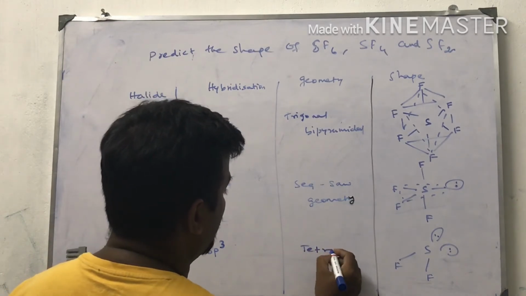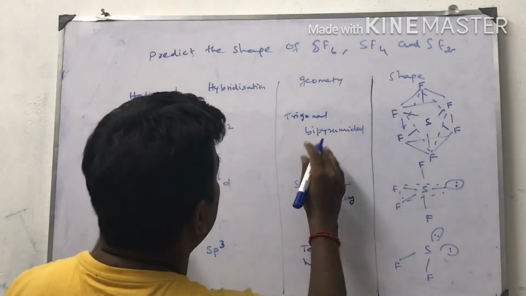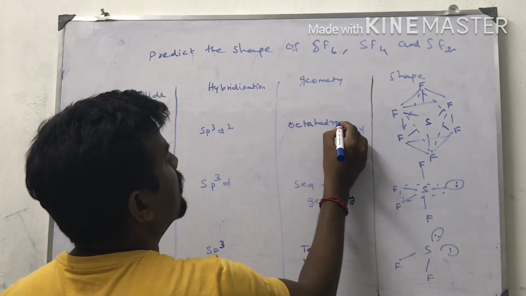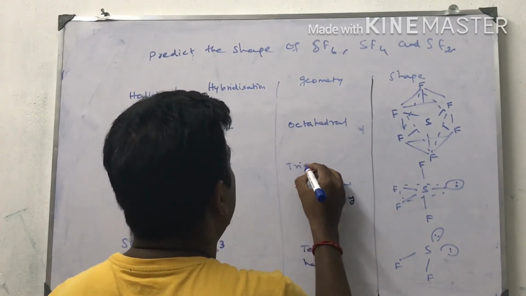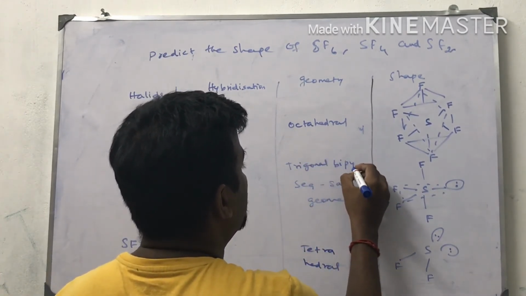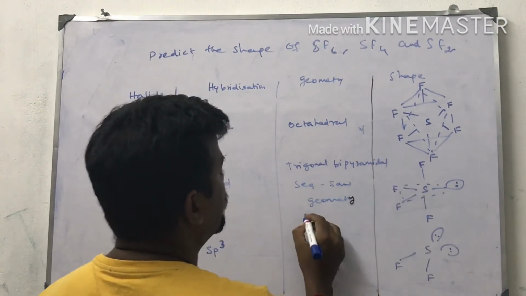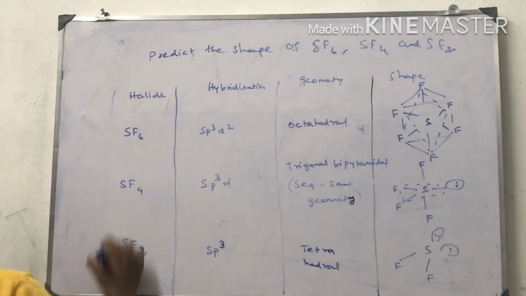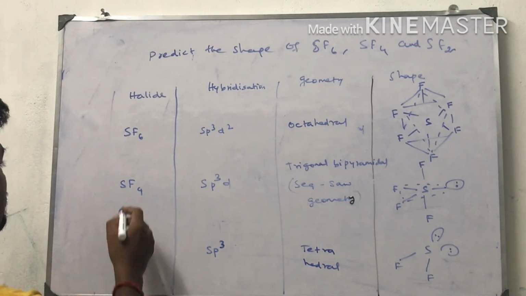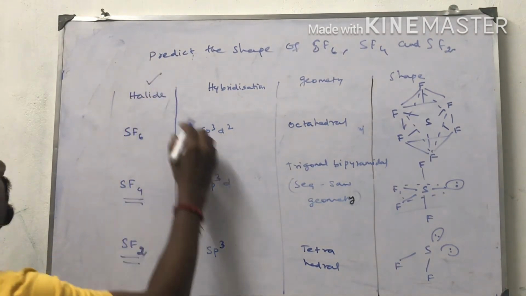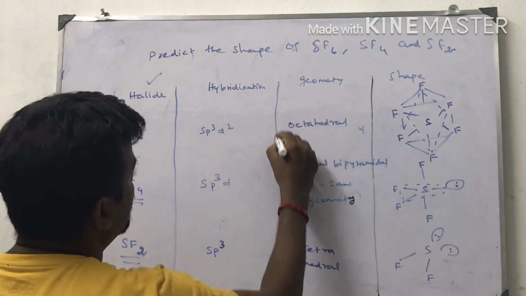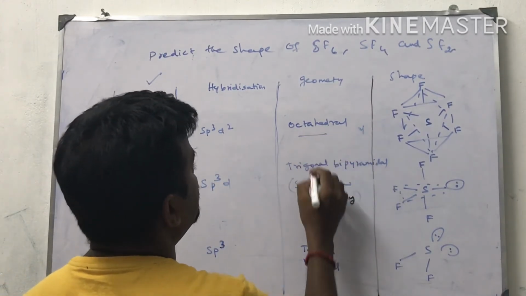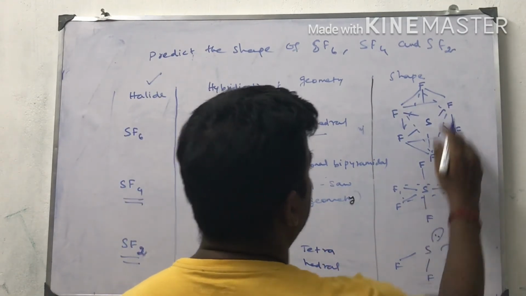SF2 structure is tetrahedral. Here one mistake: the structure of SF6 is octahedral. SF4 is trigonal bipyramidal shape, with seesaw geometry. We have to draw like this: SF6, SF4, SF2 halides. Hybridizations we already discussed in earlier classes: sp3d2, sp3d, sp3, with octahedral, trigonal bipyramidal and tetrahedral structures.